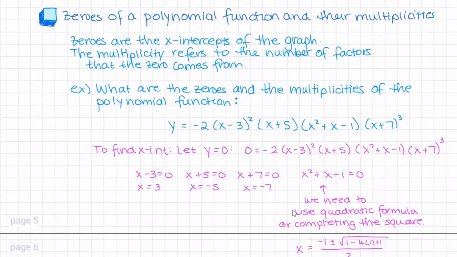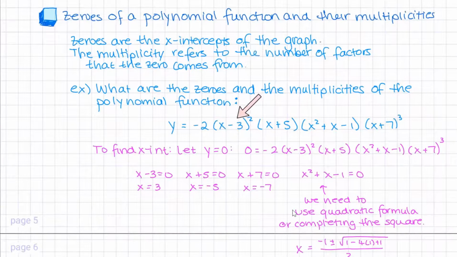So then let's look at zeros. Zeros are the same thing as the x-intercepts. So that's what we're finding really, is the x-intercepts. You guys already know how to find zeros. We haven't talked about multiplicities yet, but they're super easy also, especially when it's in factored form. So the multiplicity refers to the number of factors that the zero comes from.